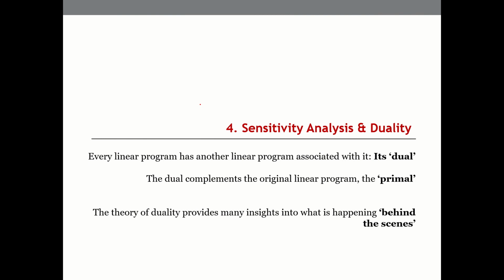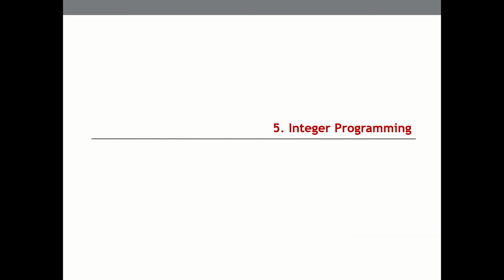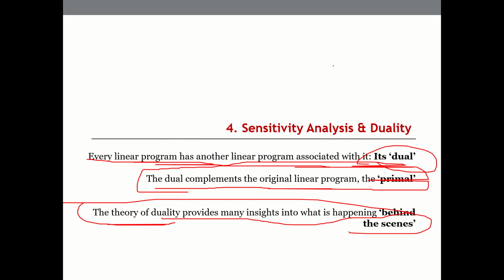And we are discussing this from the linear programming or linear equations perspective, another decision making perspective. There is another keyword that is often discussed, duality. Every linear program has another linear program associated with it. It's called duality. What is duality? The dual complements the original linear program, the primal. What is that? We will see. The theory of duality provides many insights into what happens behind the scenes.